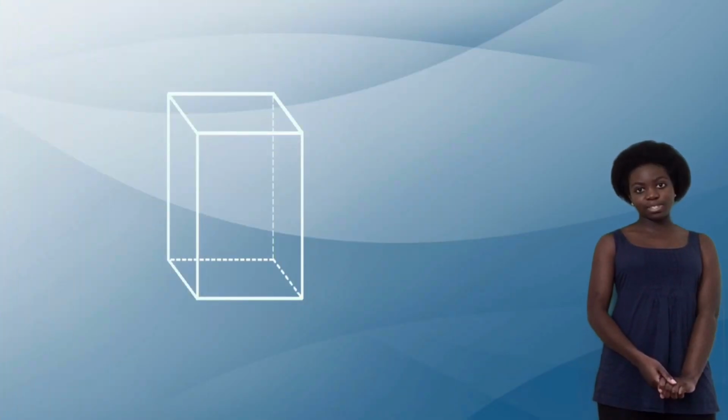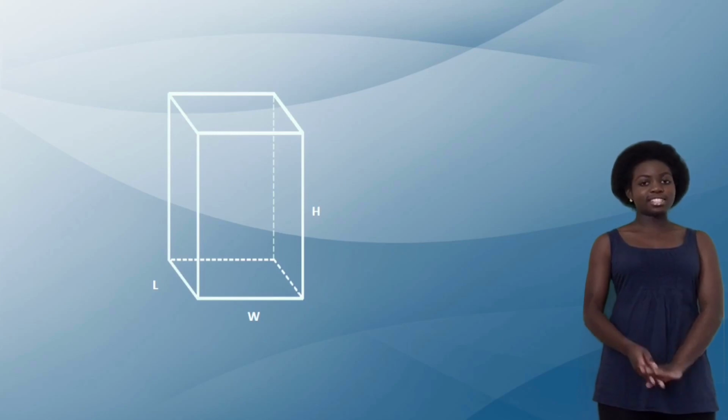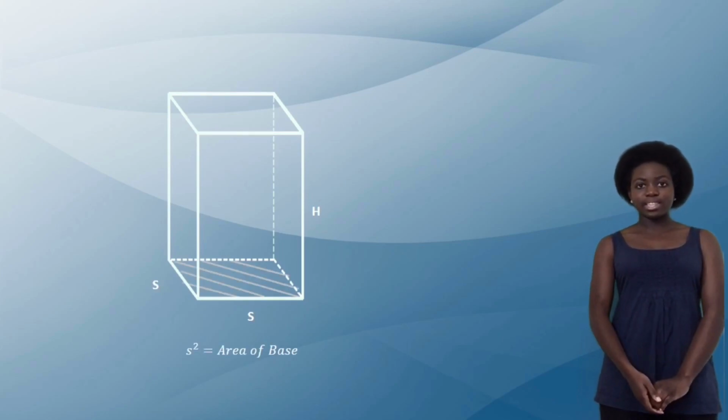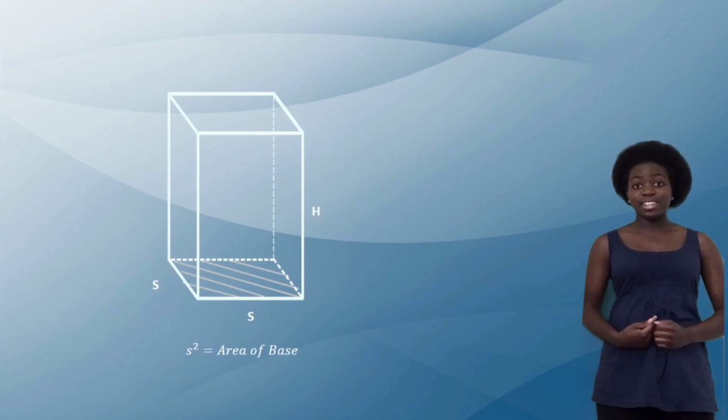Let's take the square-based prism. We've been taught that volume is length times width times height, but here's another approach. Square the side length and multiply the height to get the volume. Trust me, it'll help us later.